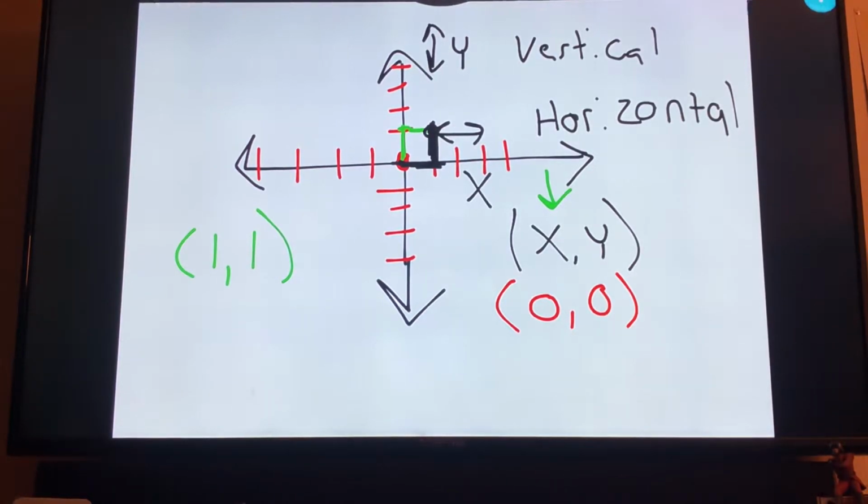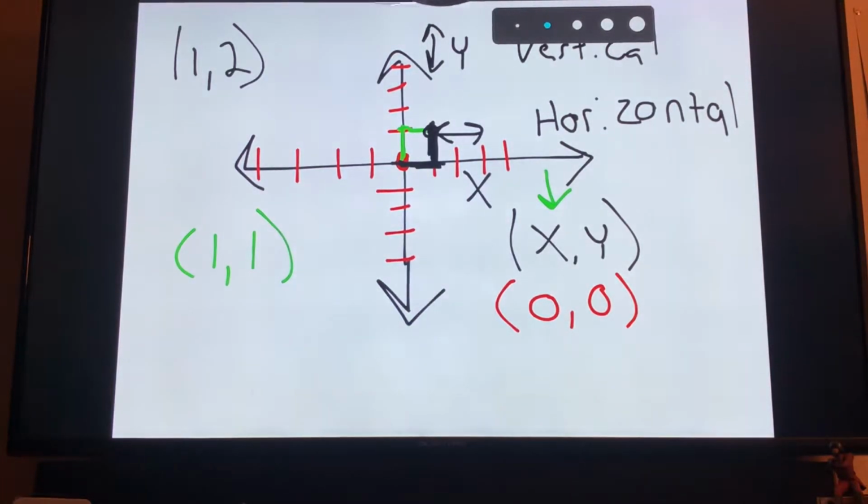What if I tell you to plot this number right here, 1, 2? What you need to do is go over 1 on the x, and then how many points up? 2. So that point would be right here, and that would be the ordered pair 1, 2, if I were to tell you to plot that.